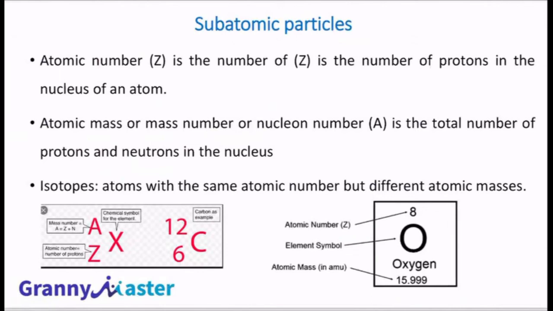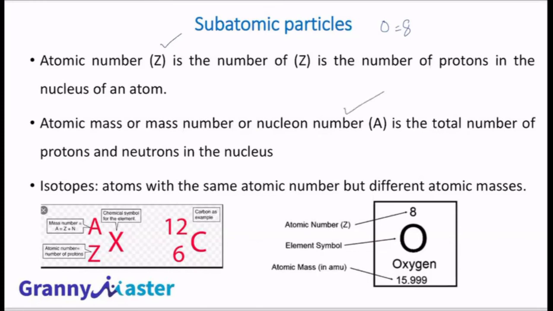Atomic number, which all of you studied, will be represented using the letter Z. It is the number of protons in the nucleus. For example, the atomic number of oxygen is 8. That means an oxygen atom has 8 protons in it.